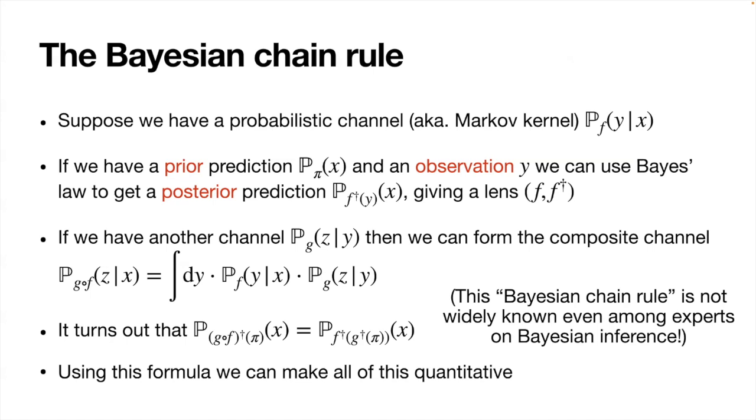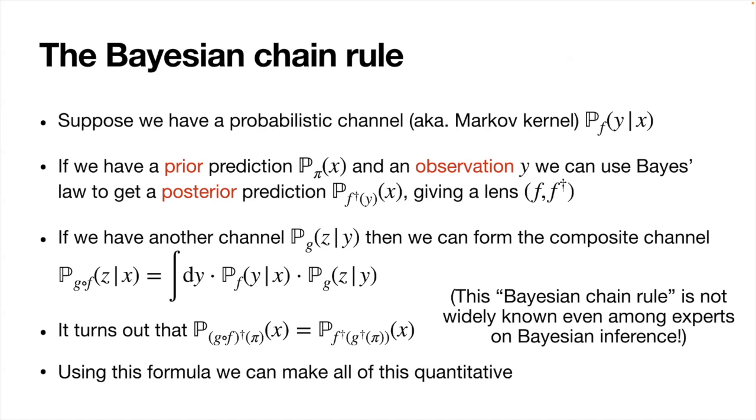And yeah, it turns out that these are also mentioned. So we have a channel that is the forwards thing, it's an output given an input probabilistically. And then if we have an input prior and an observation of the output, we can get an updated prior, aka posterior, on the input side. So these two things do actually give us a lens. I'm glossing over some mathematical details, but it's fine, don't worry about it.